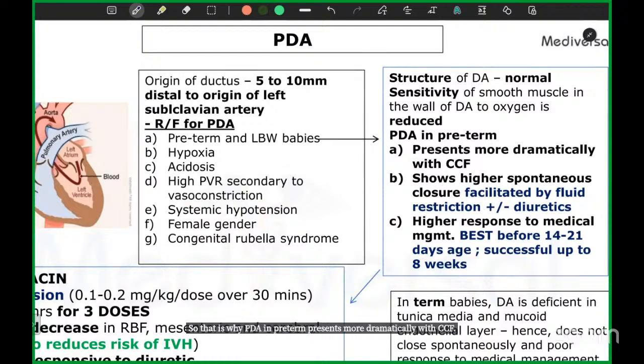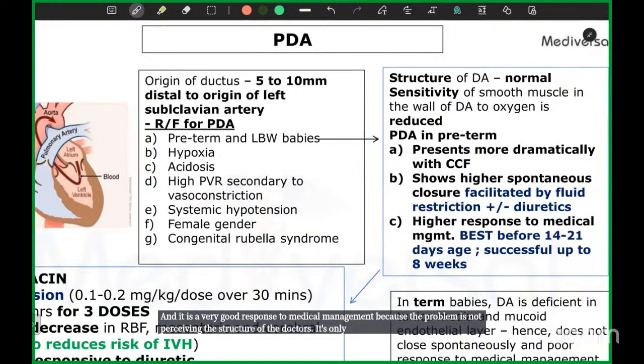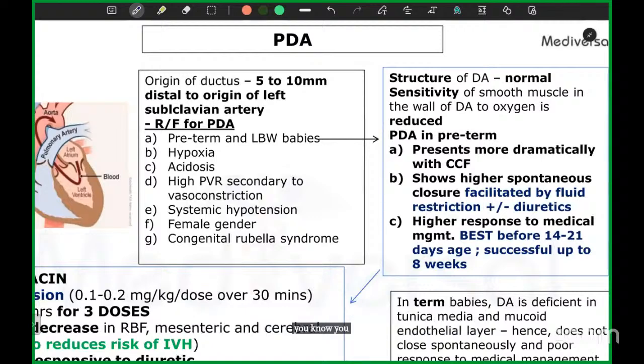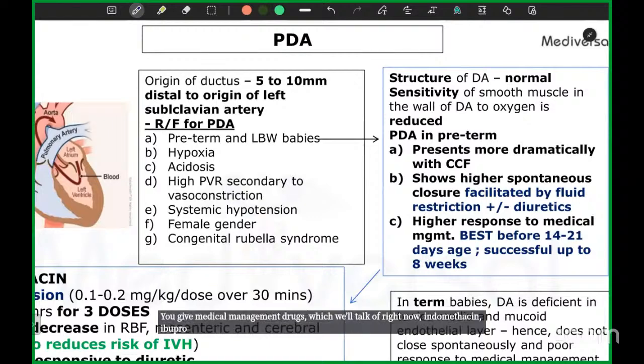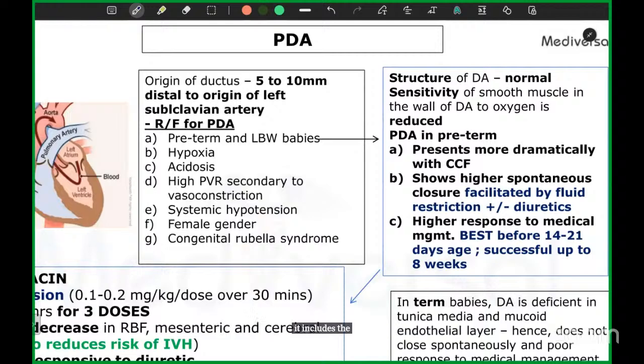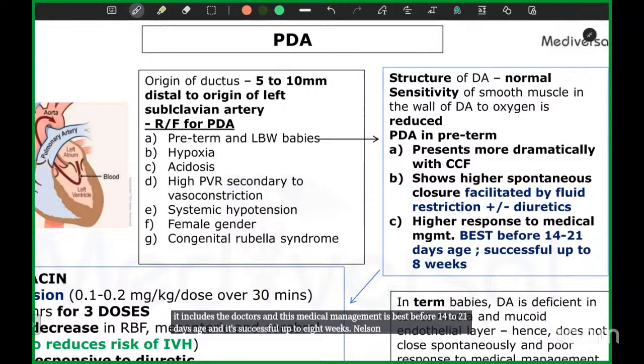Okay, and it shows a higher spontaneous closure, which is facilitated by medical management, and it is a very good response to medical management, because the problem is not per se in the structure of the ductus, it's only in the sensitivity of the ductus wall smooth muscles. So you give medical management drugs, which we'll talk of right now: indomethacin, ibuprofen, any NSAID that you give will close the ductus. This medical management is best before 14 to 21 days of age, and it's successful up to 8 weeks. Nelson says that you can do it up till 8 weeks.